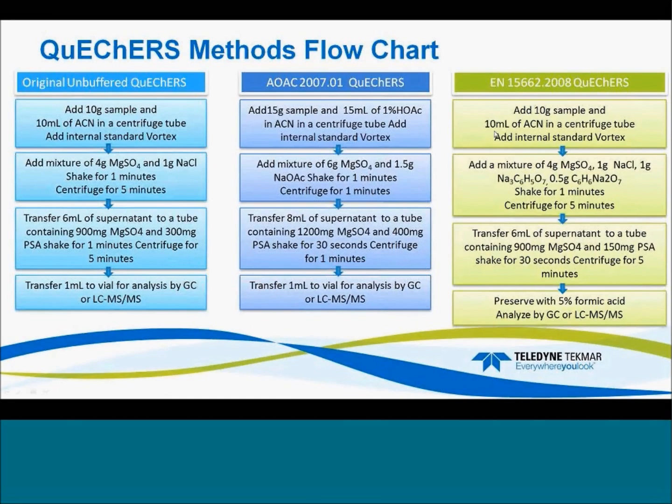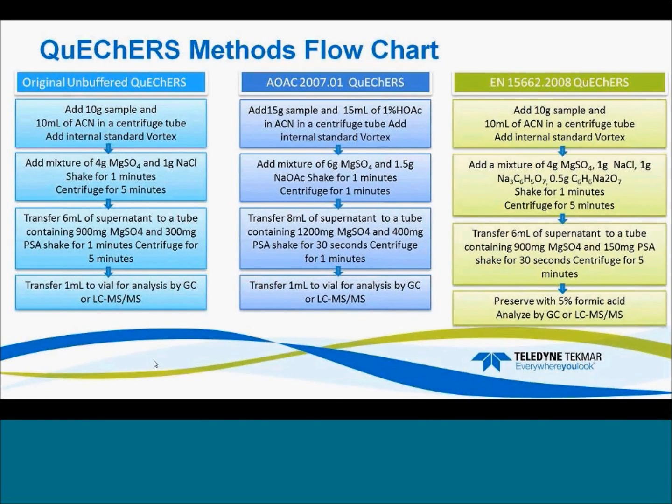Where things get different between the methods are the salts and buffers that are used. As you can see here with the unbuffered, it uses magnesium sulfate and sodium chloride. But when we go over here to the AOAC, you use magnesium sulfate and then acetate buffers. Then as we go over to the EN, it uses magnesium sulfate, sodium chloride also, but it uses citrate buffers instead. And there are very minimal differences between the methods.